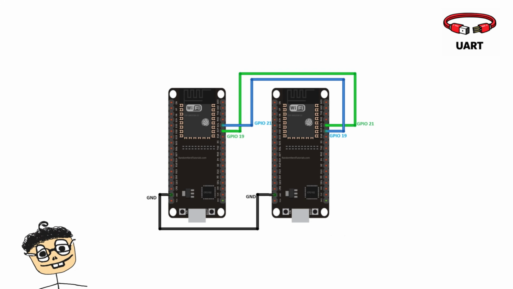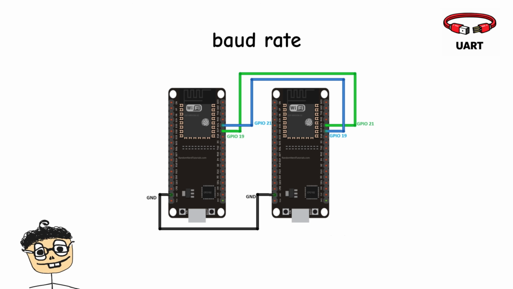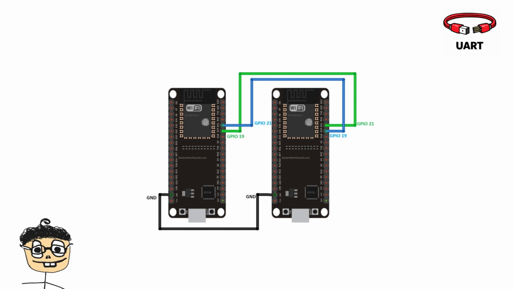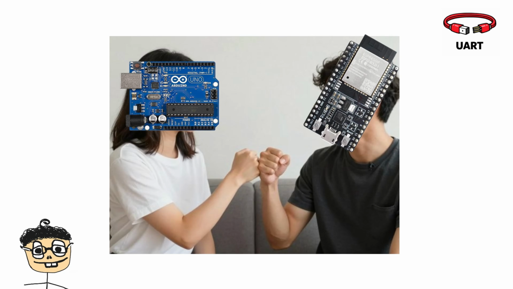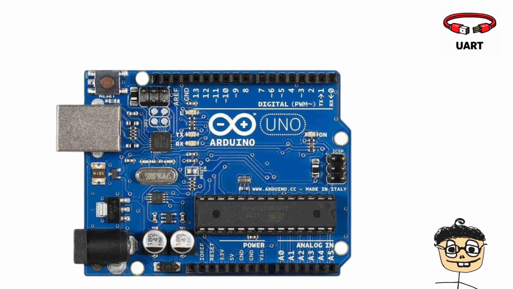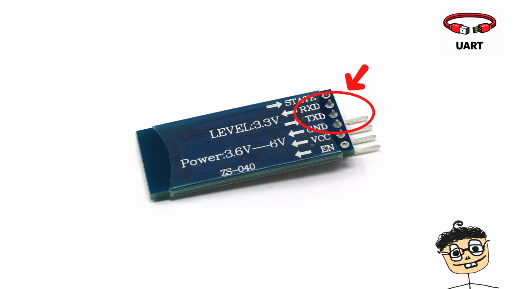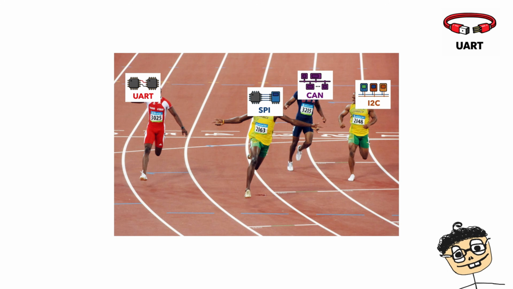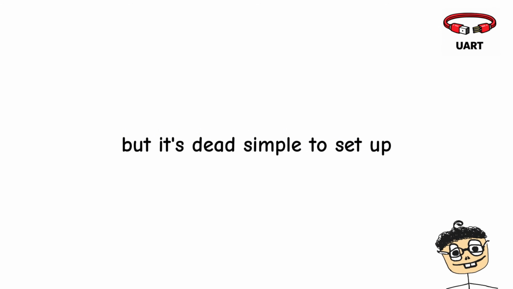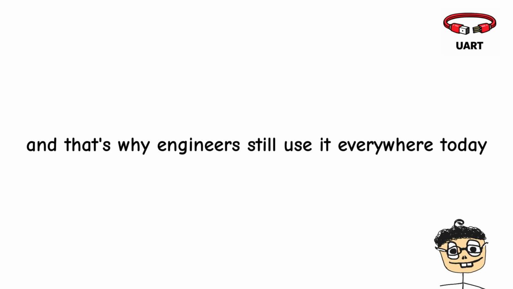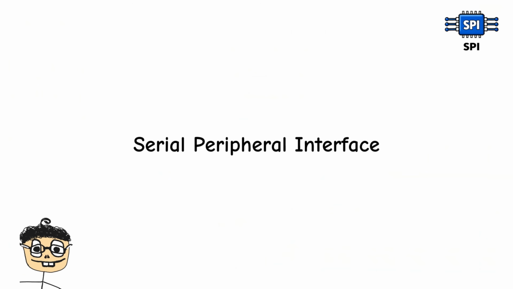Instead, both devices agree on a speed called baud rate before they start talking. Think of it like two people agreeing to speak at the same pace before a conversation starts. You'll find UART in Arduino boards, GPS modules, and Bluetooth adapters. It's not the fastest protocol out there, but it's dead simple to set up, and that's why engineers still use it everywhere today.